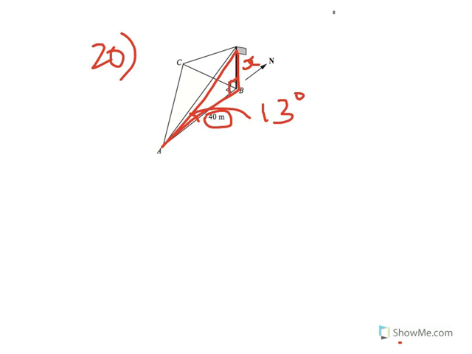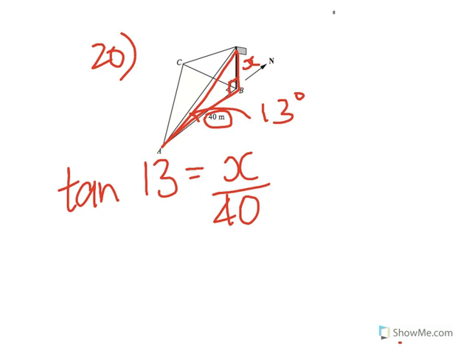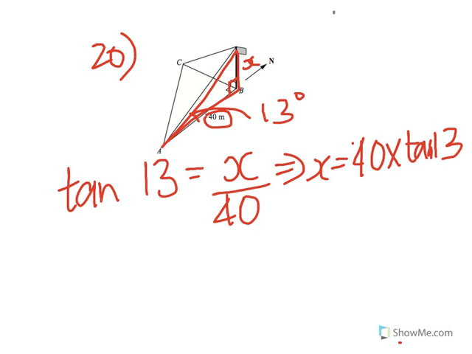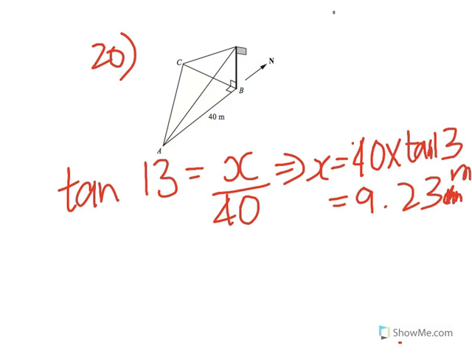Okay, so over here we need to find the opposite side, which is x. What function relates the opposite side and the adjacent side? It's nothing but the tan function. So tan of 13 is equal to opposite, which is x, over adjacent, which is 40. So x is equal to 40 times tan 13, which is equal to 9.23, correct to three significant figures. So 9.23 meters.